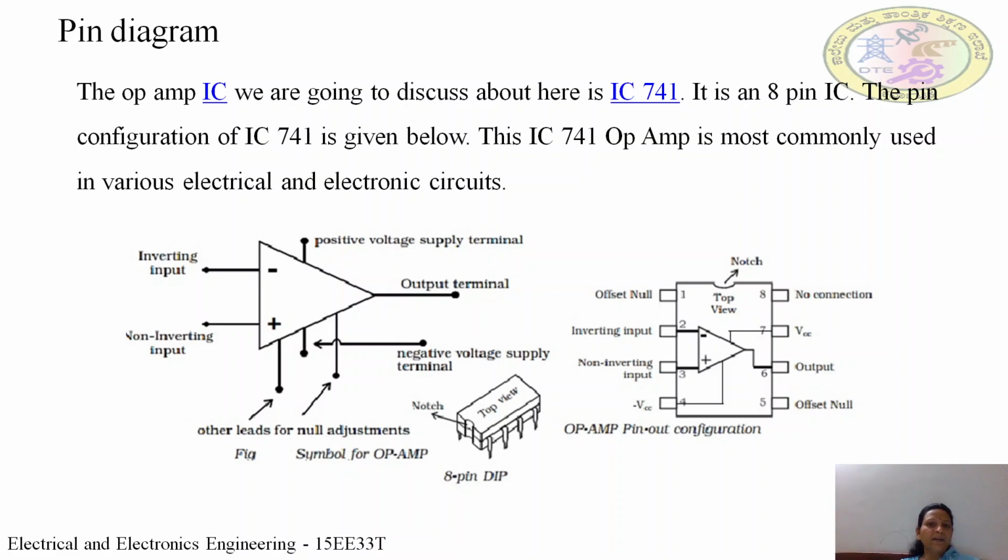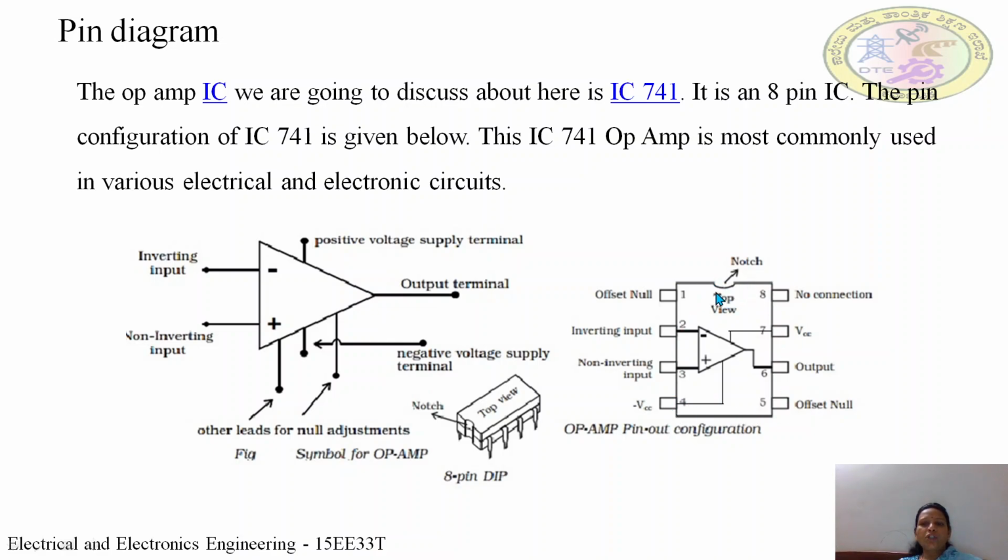As you can see here, there are two input terminals. One is the inverting input, the other is the non-inverting input. One output terminal and two pins for the supply voltages. One for positive voltage and the other for the negative voltage, and the remaining two are the null adjustments. We will discuss the null adjustments later. So this is the pin diagram. As you can see, there are 8 pins in the IC.